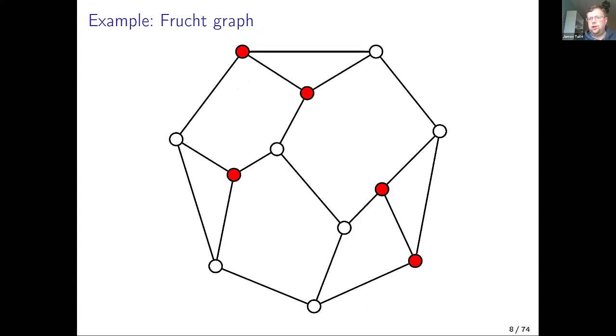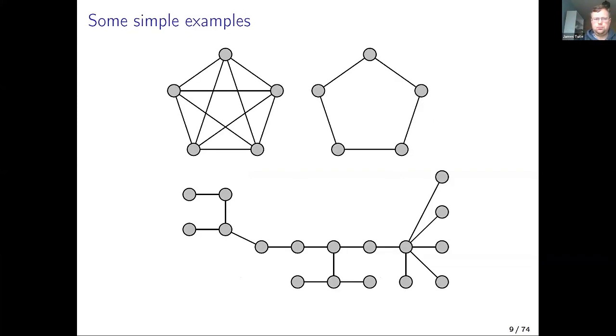And here's the Frucht graph, an asymmetric graph, a little bit harder to work with. And the general position number here is 5. Again, if we look at any shortest path, for example, between these two red vertices, here's a shortest path of length 3 that has no further red vertices on there. So the general position number of this graph is 5.